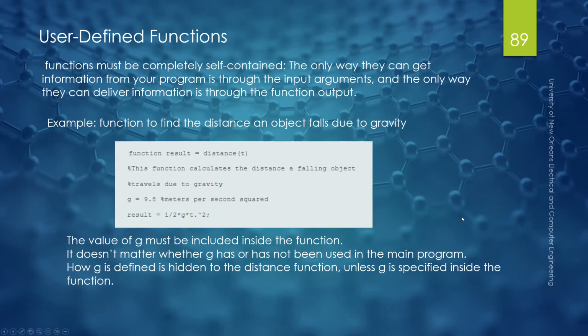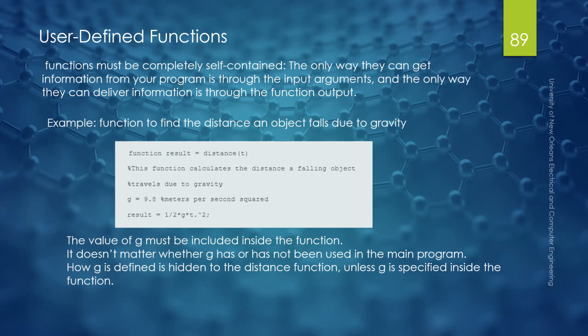The variables won't be available. And the reason for this is because functions must be completely self-contained. The only way they can get information from your program is through the input arguments. And the only way they can provide information is through the function output, or the output argument.